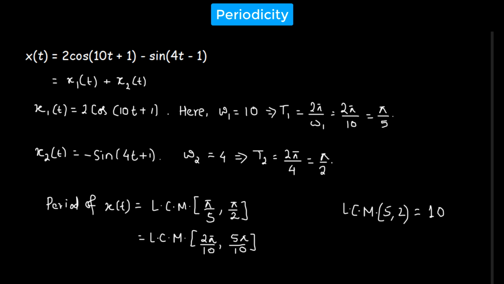Now that we have a common denominator of 10, this will be equal to the LCM of only the numerators, which are 2 pi and 5 pi, and whatever the answer is, we divide it by 10. The LCM of 2 pi and 5 pi is going to be 10 pi. It's very obvious. And divided by the common denominator, which is 10, that gives us a fundamental period of pi.